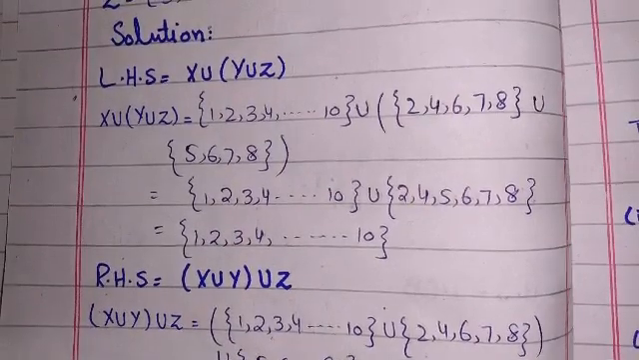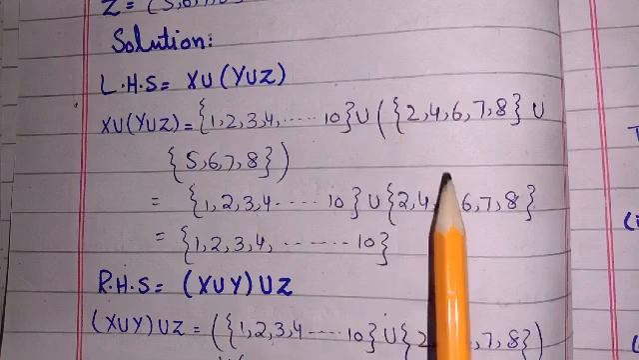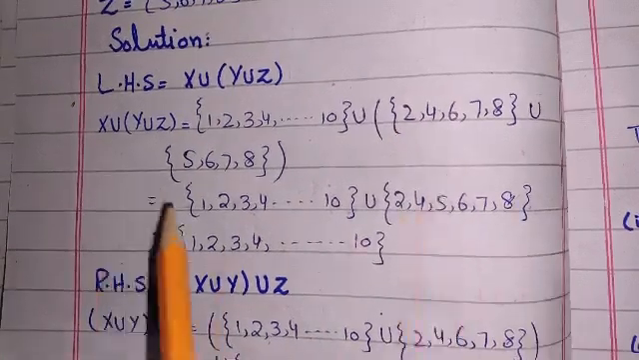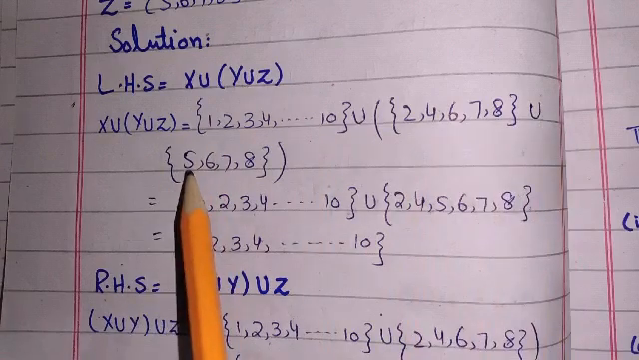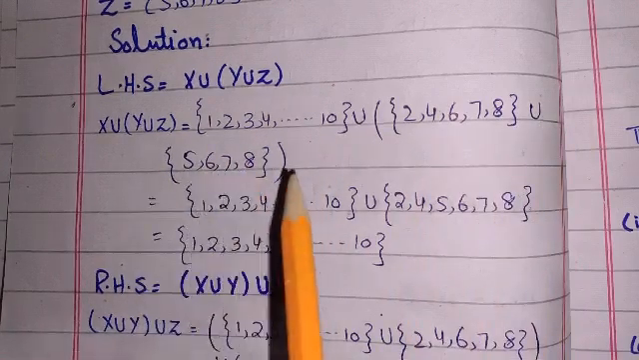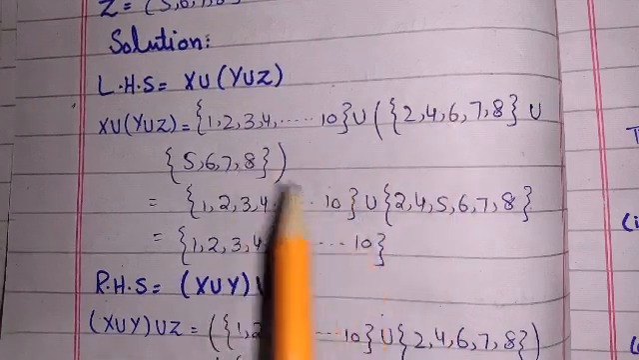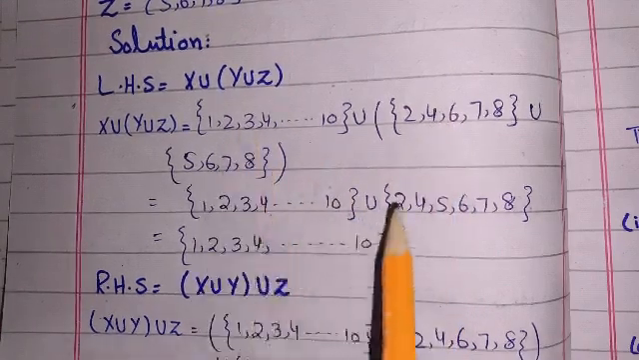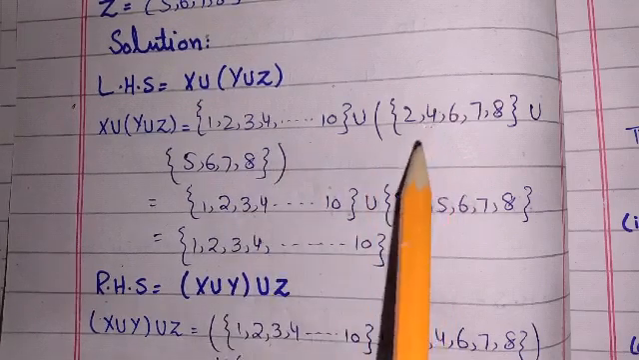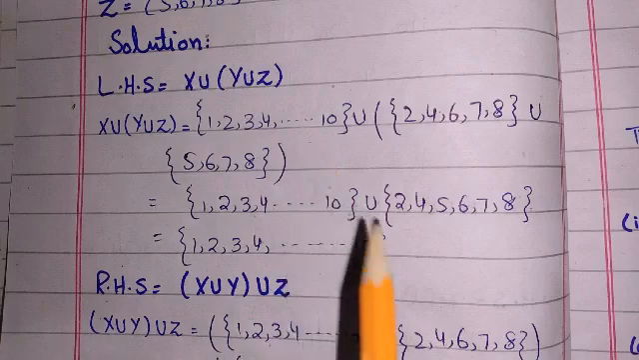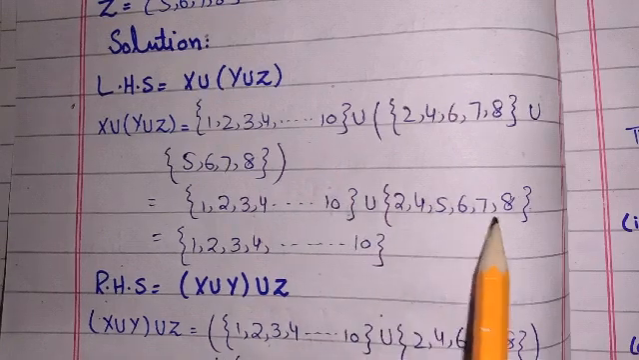Now students, in this method, firstly we will write X set, which is 1 2 3 4 up to 10, union, and within brackets we will write the Y set and Z set. Y set contains elements 2 4 6 7 8, and in Z set we have 5 6 7 8. Now students, firstly we will find the union of Y and Z set. X set will be written as it is. Now students, as you can see that in both sets we have common elements. We will write the common elements once. So the resultant set is 2, 4, 5, 6, 7, 8.